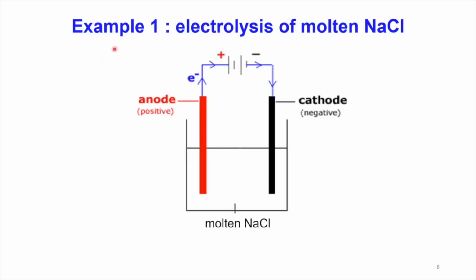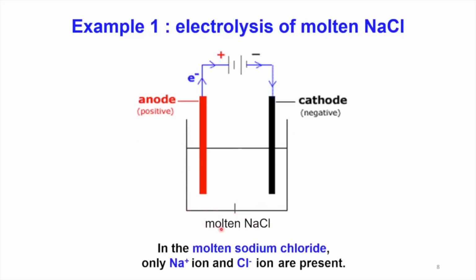Alright, so this is an example for electrolysis of molten NaCl. So this is the electrolyte, the molten NaCl. When I say molten NaCl, it means the NaCl, which at room temperature is actually solid, becomes liquid when we put it in a hot vessel at a high temperature. So in molten sodium chloride, only Na+ ions and Cl- ions are present, so no water. It's not aqueous, this is molten, only Na and Cl ions.